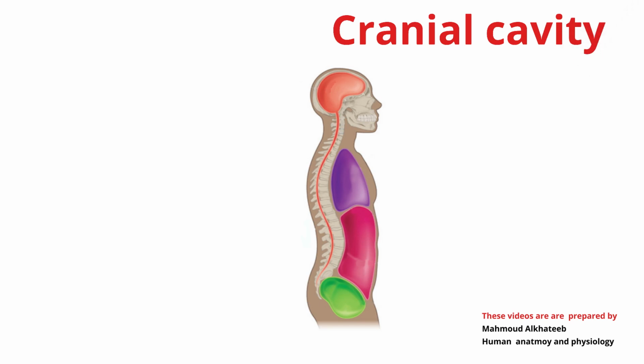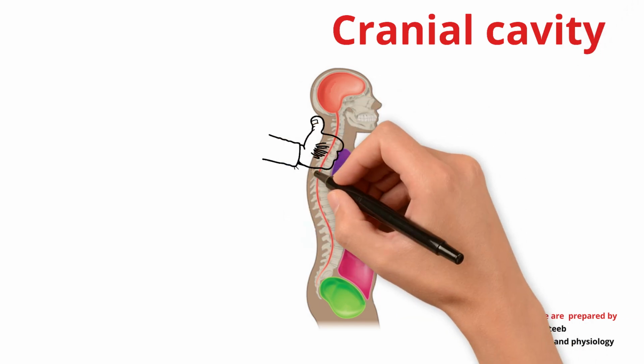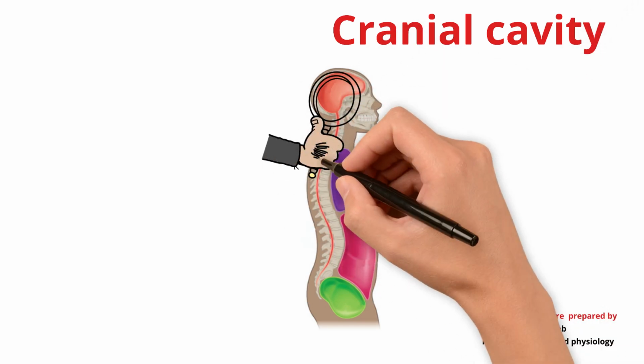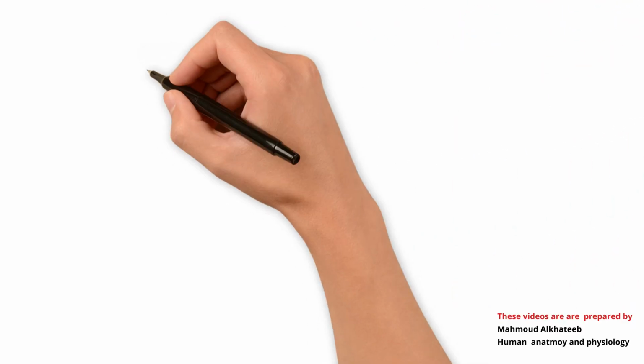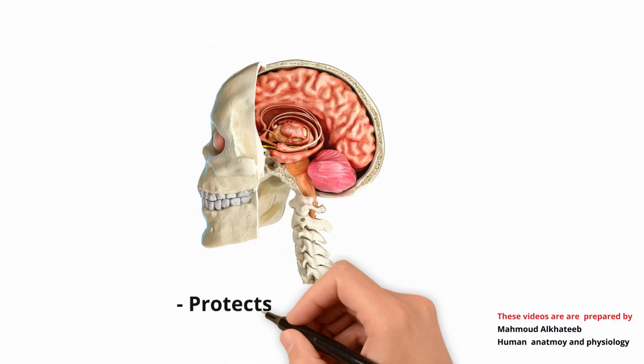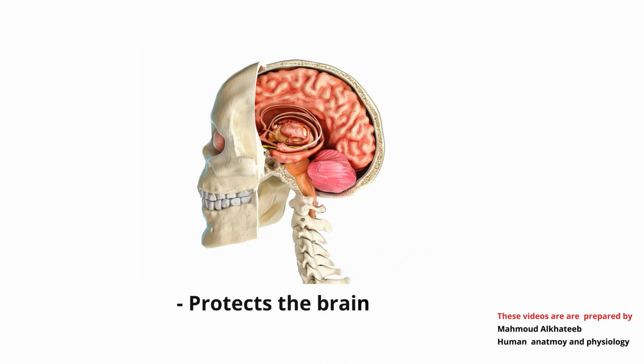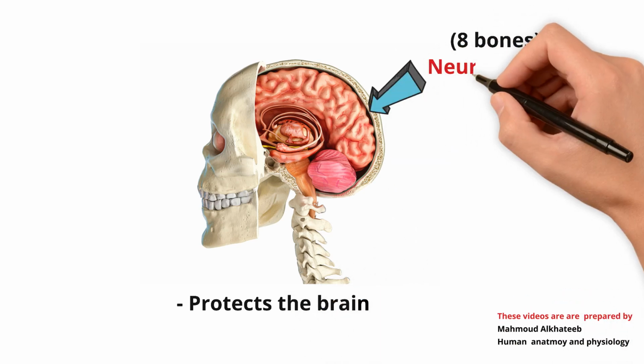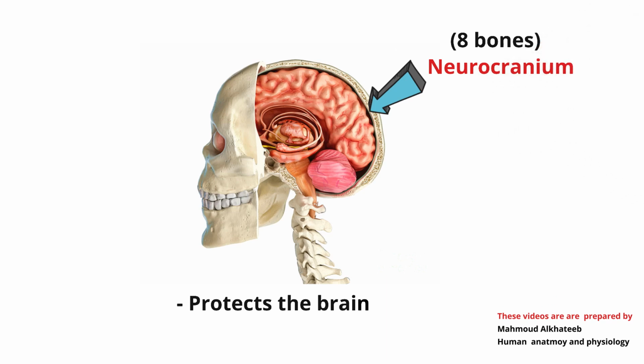The first dorsal or posterior cavity is the cranial cavity. Let's magnify this cavity for a better view. We observe a bean-shaped space within the upper skull that houses and protects the brain. This cavity is formed by 8 cranial bones, collectively known as the neurocranium.